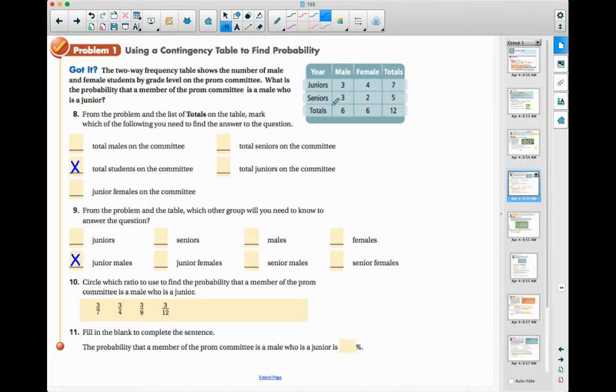I have all my males here, there's 6 of them. Juniors, there's going to be 3. I have 12 total people on the committee and 3 male juniors, so I'm looking for 3 out of 12. Fill in the blank to complete the sentence: the probability that a prom committee member is a male who is a junior is 3 out of 12, which is 25%.